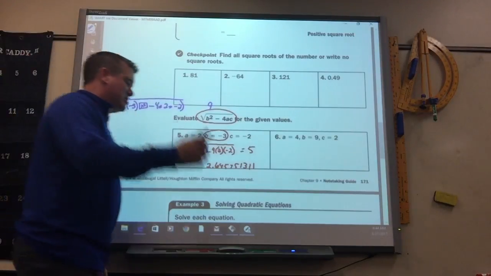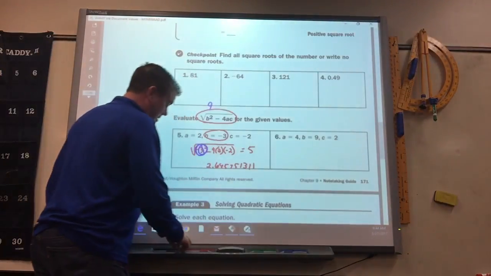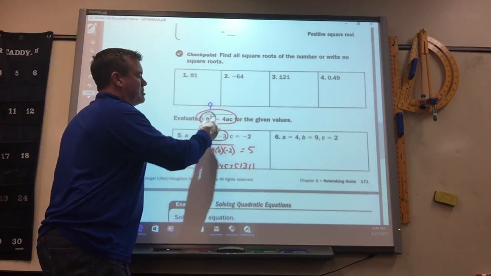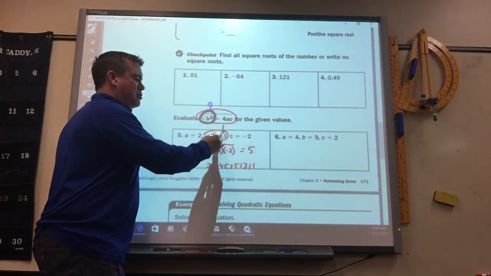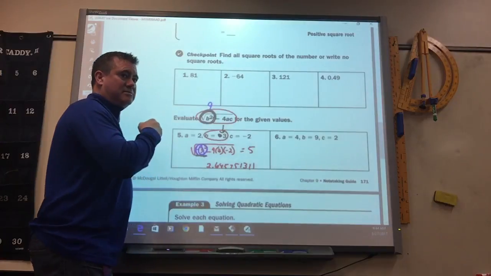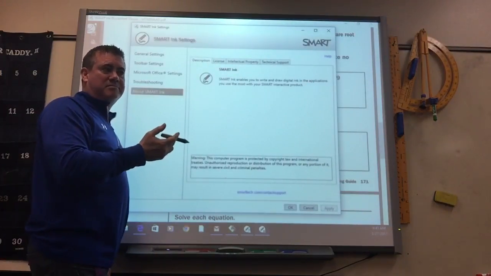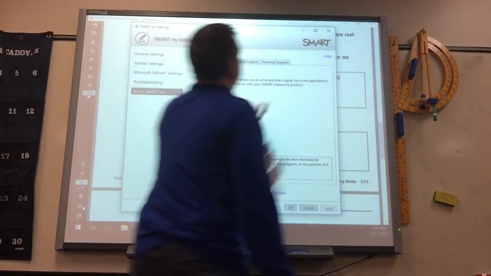The easy thing is this. If everyone remembers this, this number right here is always going to be positive. Every single time. So if b is ever negative, just disregard that negative sign. Then you know you'll get it right every time. If you can remember that, it makes it a lot easier.